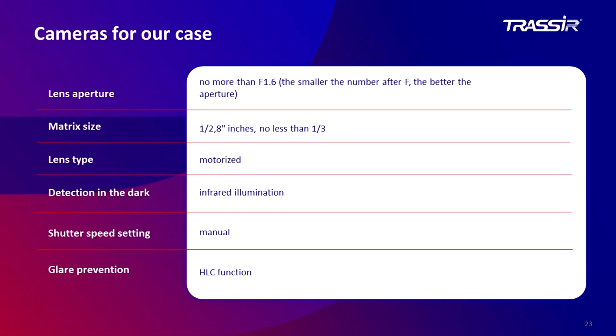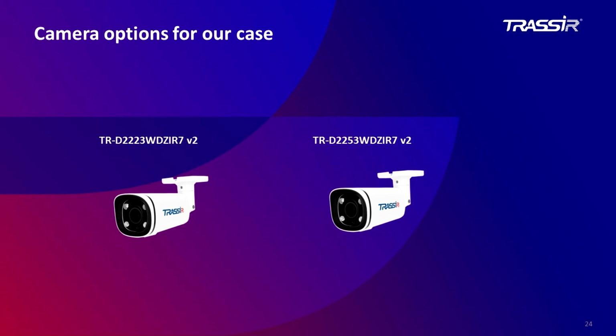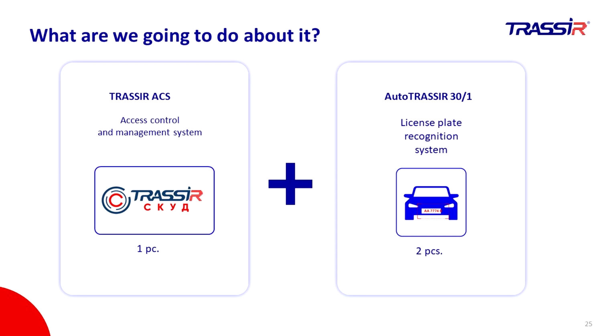Well, there are also important camera parameters that are suitable for our case. We pay special attention to lens type, SLC function, and lens aperture. We exclude options with a fixed lens. Therefore, we are considering the option with a motorized lens. For our case, a 2 megapixel camera TRD2223, or if a clearer image is required, a 5 megapixel camera TRD2253 will be suitable. We will also need licenses for the software to operate additional subsystems.